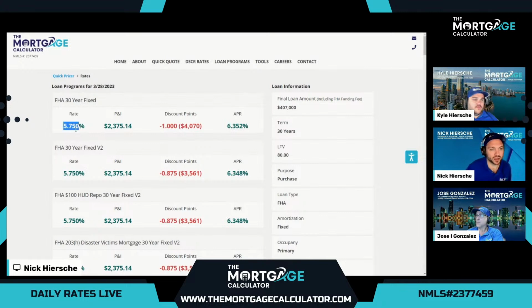So 5.75% rate for 1 discount point in cost. Oh, actually, this one might be a tad better. 5.75 rate for 0.875 discount points in cost for a final APR of 6.348. So you see that APR a little bit lower than the conventional. Typically in the past that didn't happen, but right now FHA is a very comparable option.